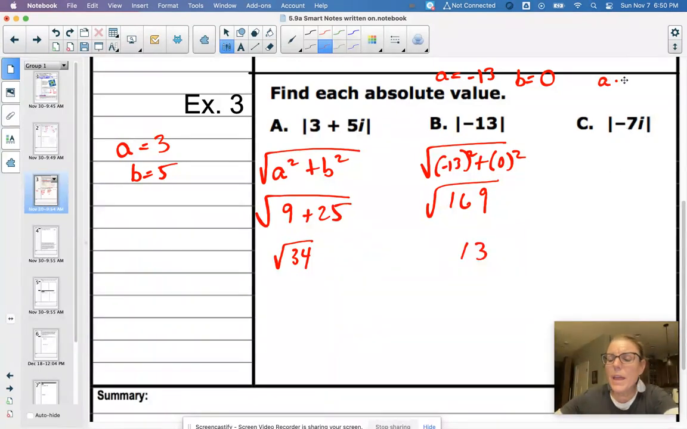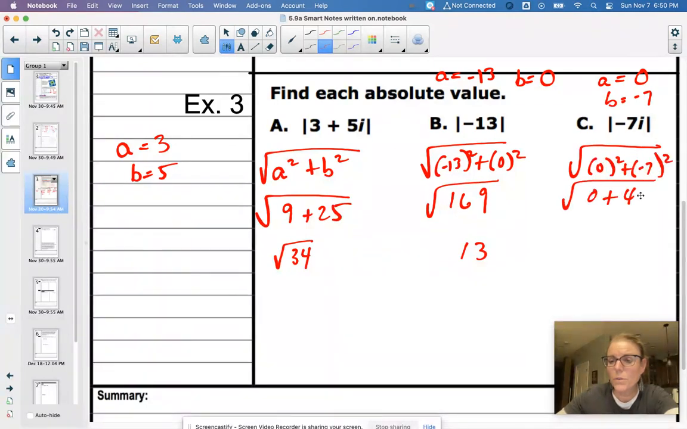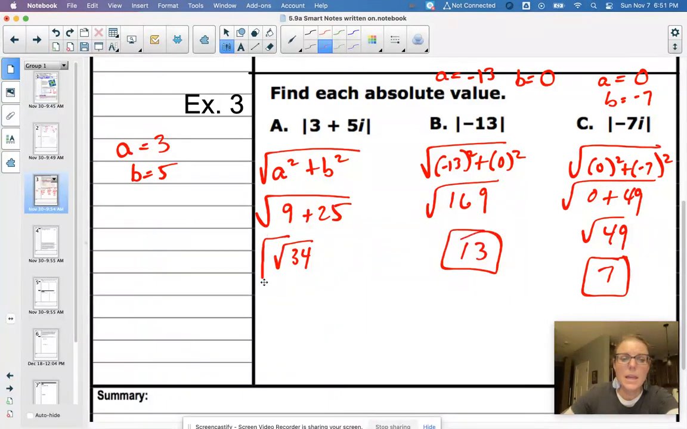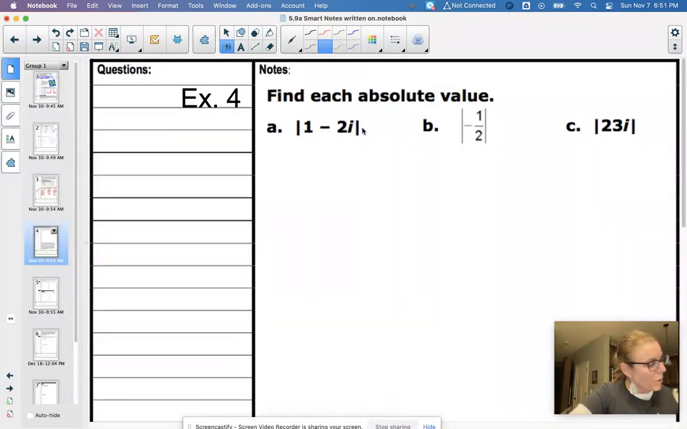And here we have a is 0 because there is no real part, and b is negative 7. So we have a squared plus b squared. 0 plus 49, square root of 49 is 7. There's our answers to all of these. And what we basically found is the absolute value, which is really a distance from 0, 0 to that particular point in the coordinate plane. Example 4, we're going to do in class.